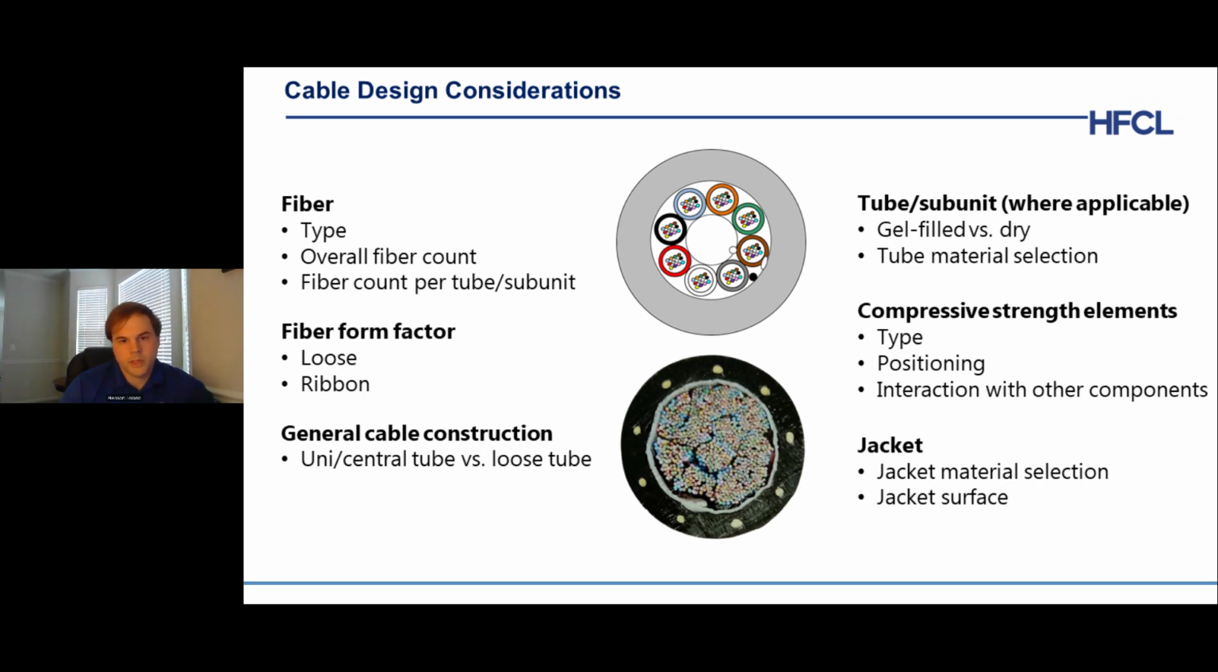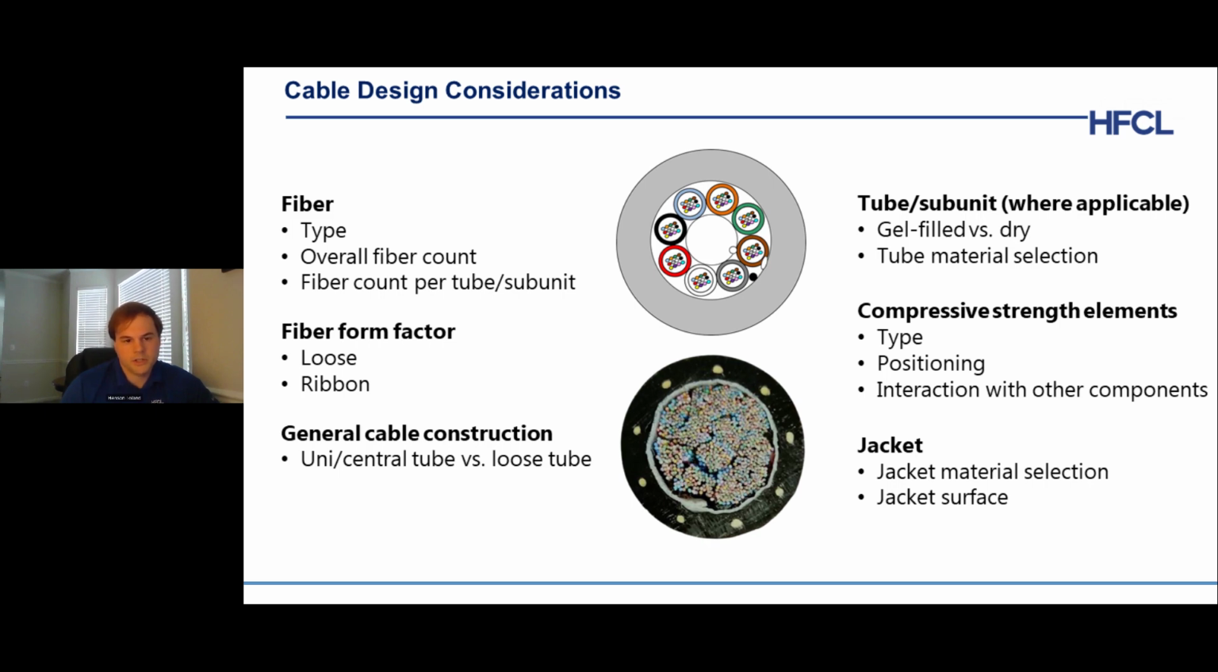So we'll talk about that later on in the presentation, and then maybe looking at playing around with the tube materials as well. In a traditional loose tube, you're going to be dealing with PBT in this type of scenario, but there may be some other opportunities to employ different materials, and that's another thing we'll touch on later. The compressive strength elements, the type and positioning, and also the interaction with other components. So the type, you may be using the traditional FRP or GRP, but there are scenarios in which aramid reinforced plastic or polymer may make sense for the application.